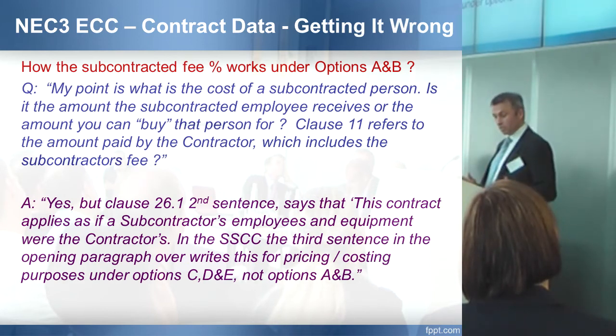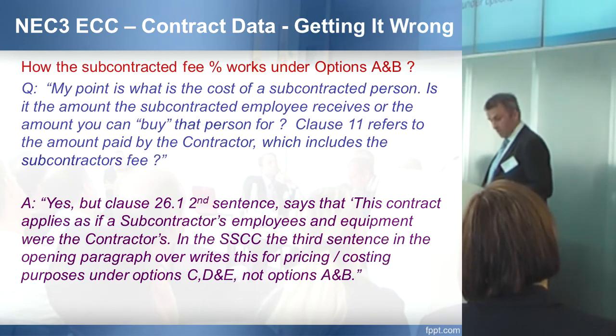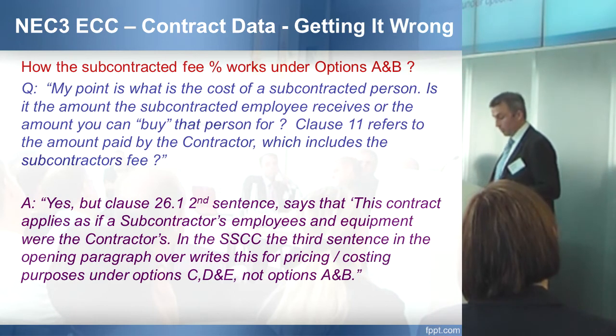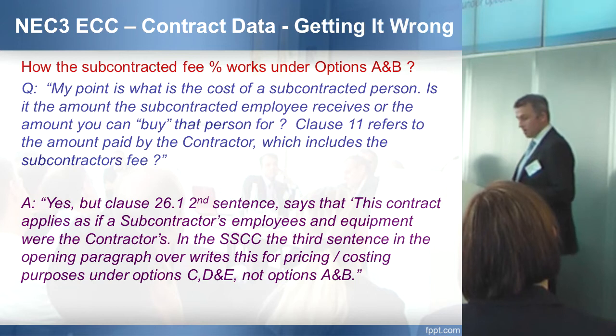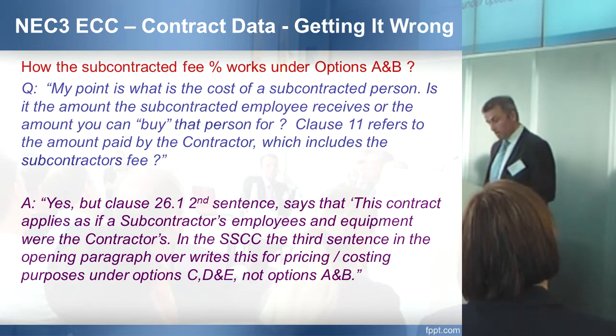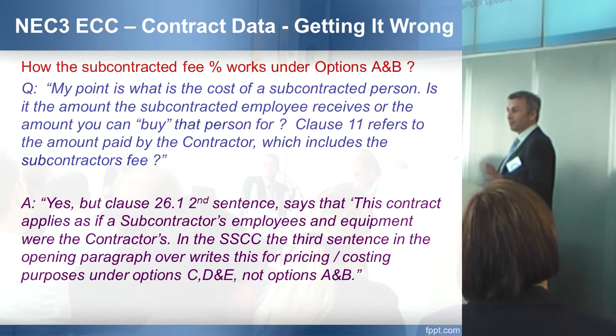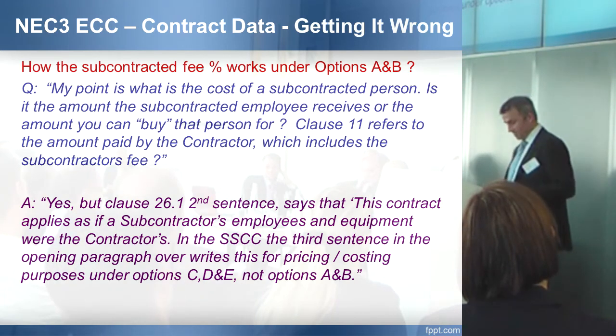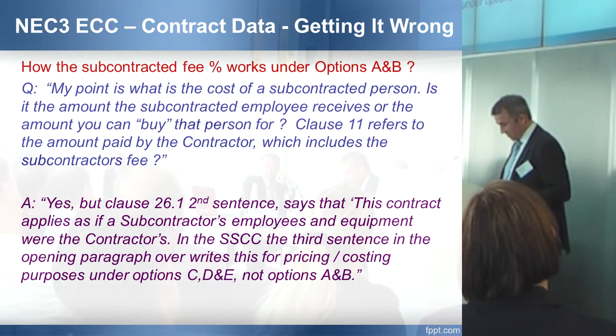Then the answer came back, yes, but clause 26.1, second sentence says, this contract applies as if the subcontractor's employees and equipment were the contractors. Right? And in the shorter schedule of cost components, in the third sentence, the opening paragraph overwrites this for pricing costing purposes under options C, D, and E. Okay? So, everyone clear? I think this might be the one.